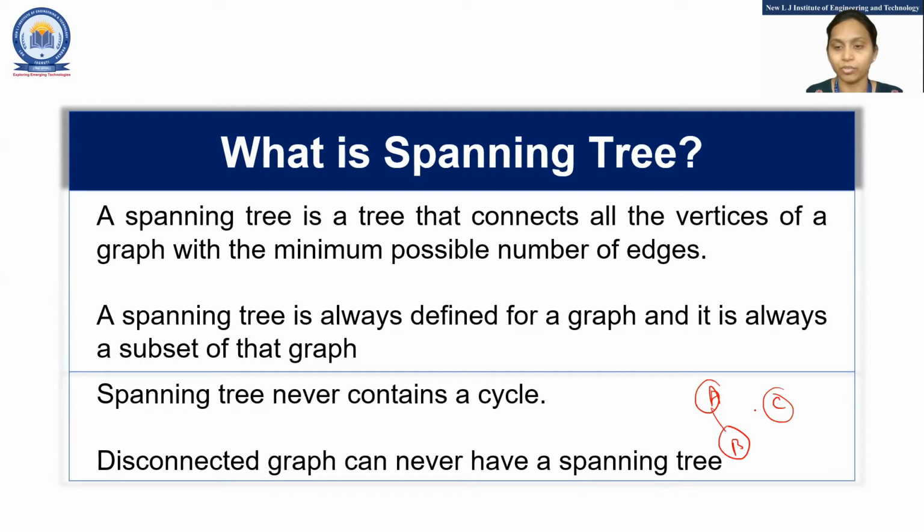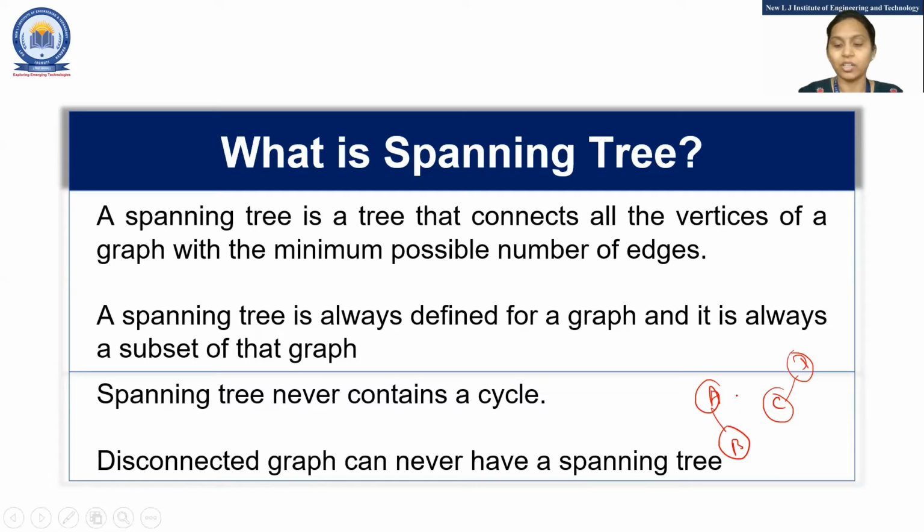Okay, this is my graph. Now you can see this graph is disconnected. Why am I saying disconnected? Because C does not have any connection with the existing part. It can also be that CD is connected and AB is connected, but still it is a disconnected graph. And any disconnected graph doesn't have any spanning tree. So you should be aware of this.